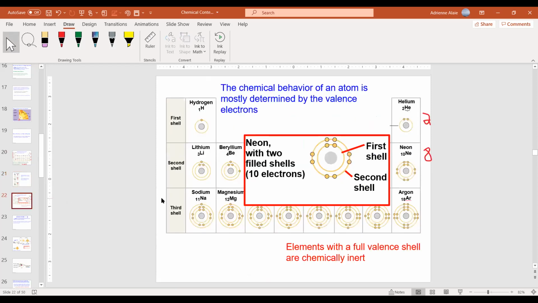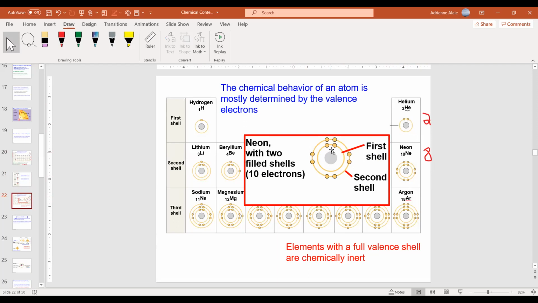But at this point, I want to show you something else. What about if the outermost shell is filled? If you're looking at helium, for instance, it has a filled outermost shell. It only has one shell, but that shell fills with two, and it has two electrons there. Neon has a filled outermost shell. It's the second shell, and it's filled with 8 electrons. I put that there.